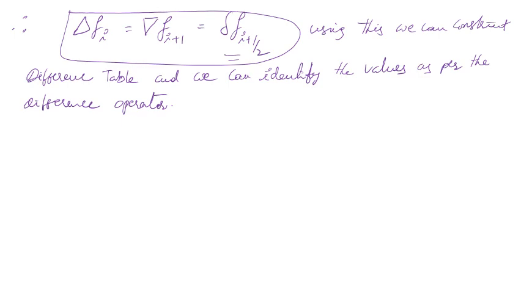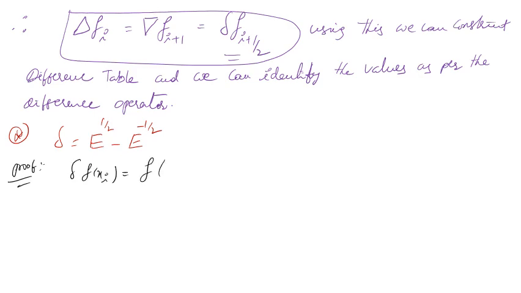Next one, after the difference table there are some proofs. What is that? Next one, delta equal to e to the power of half minus e to the power of minus half. Okay, and the proof is a simple one. This is delta of f of xi. This is f of xi plus h by 2 minus f of xi minus h by 2, isn't it?